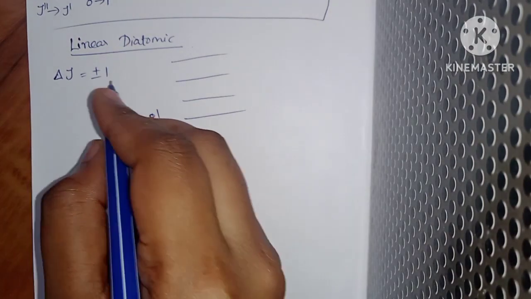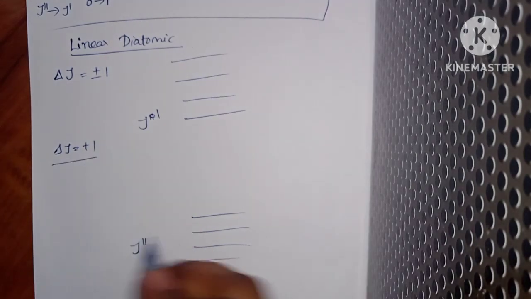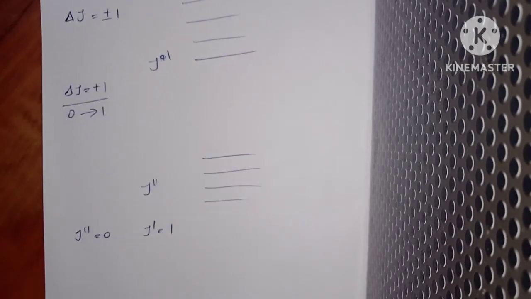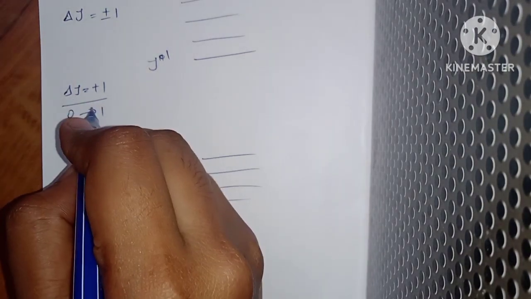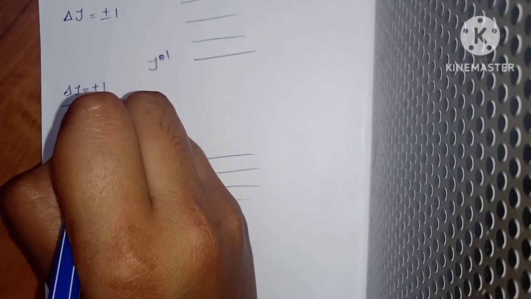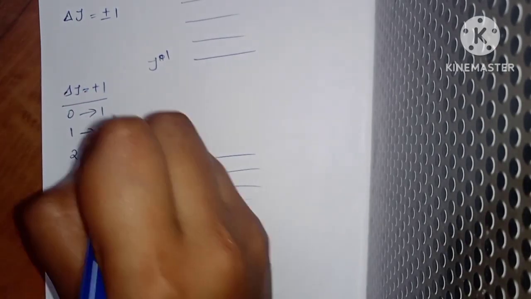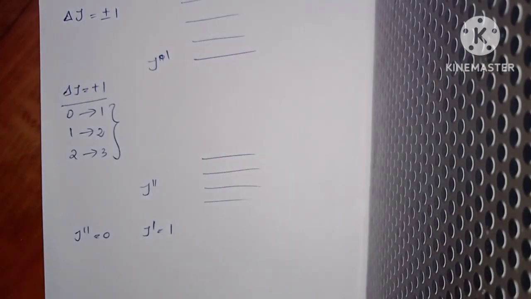If delta J is plus 1, the possibilities are 0 to 1, that is, J double dash will be equal to 0 and J dash will be equal to 1. Then only delta J will be plus 1. And if we consider delta J equal to plus 1, again we can say 1 to 2, 2 to 3. This whole transition is with delta J equal to plus 1.